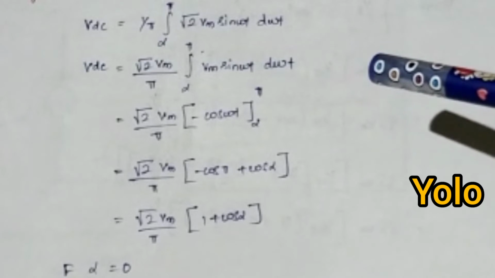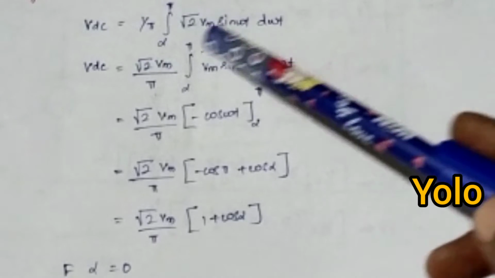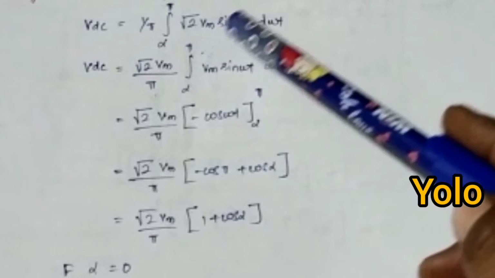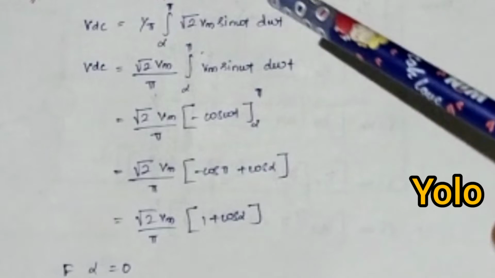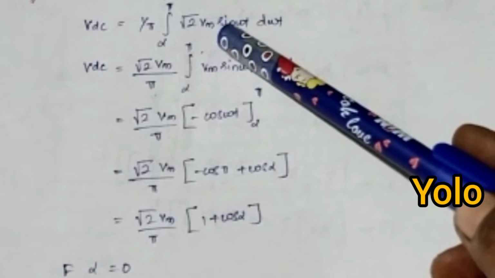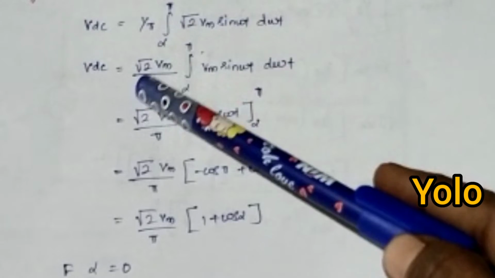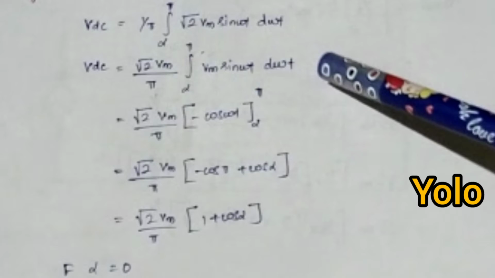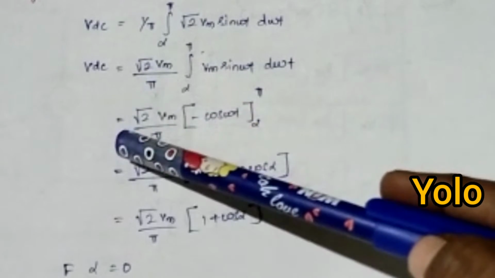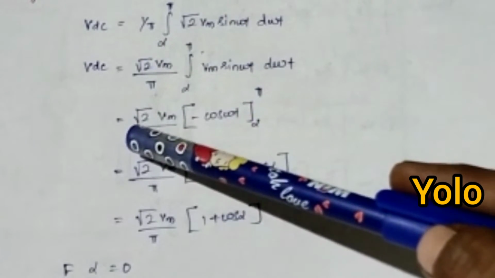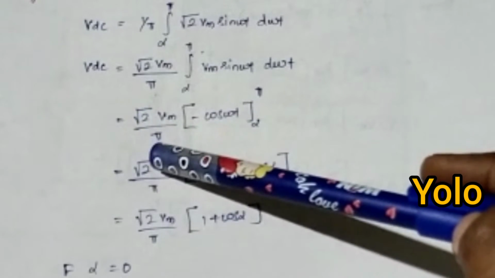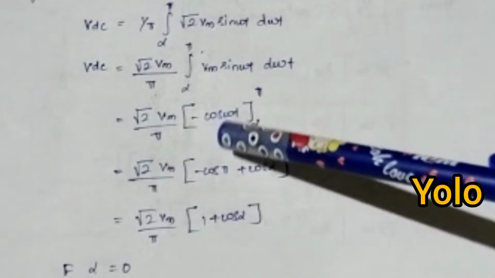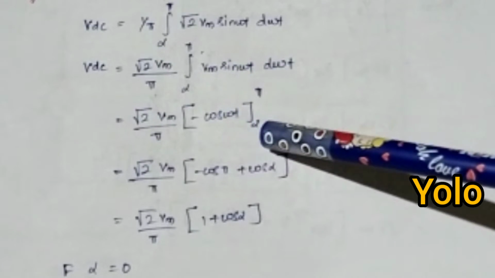Now we can derive the average output voltage. That is VDC equal to 1 by 2 pi integral from alpha to pi of root 2 Vm sin omega t d omega t. So now we can take out root 2 Vm divided by pi. The remaining term is the integral from alpha to pi of sin omega t d omega t. Further we can simplify the equations: root 2 Vm divided by pi. The integration of sin omega t is equal to minus cos omega t, with limits alpha to pi.